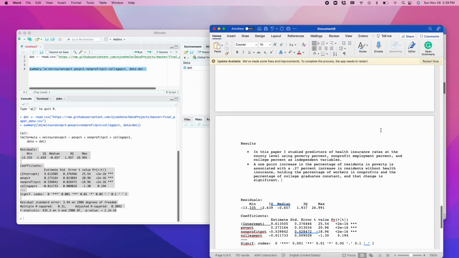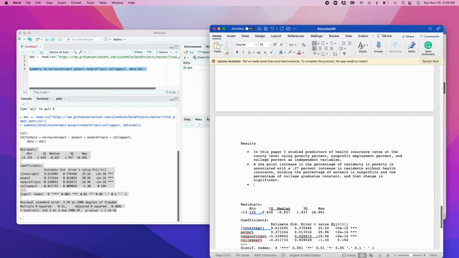Let's do that all as one more time. So a 1 point increase in the percentage of residents in poverty is associated with a 0.27 percentage increase in residents without health insurance. It's a positive increase. As the percentage of people in poverty increases, the percentage of people without health insurance increases. Holding nonprofit percent and college percent constant, and that change is significant. The probability we would get a result like that by chance is very low. Okay, on to the second variable.